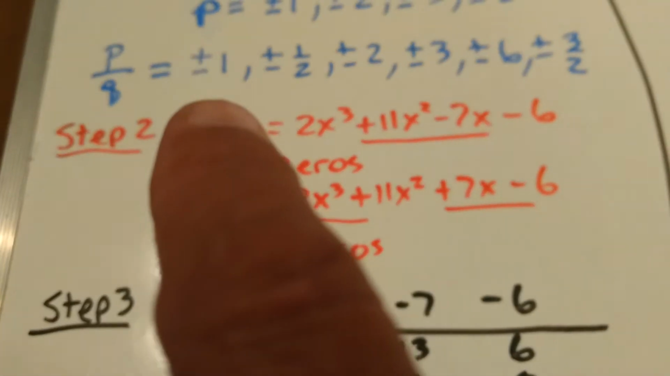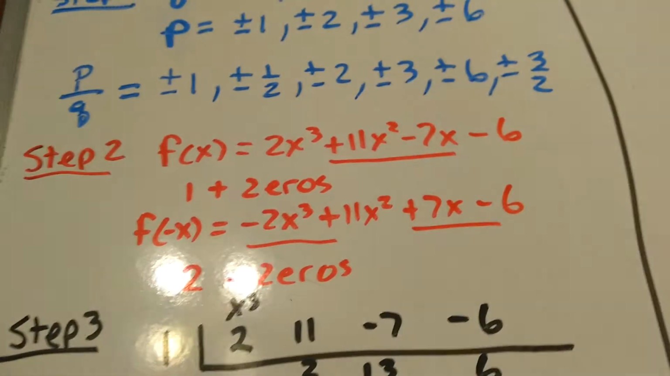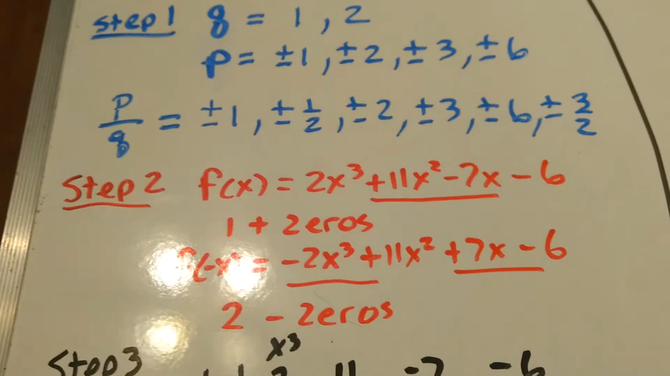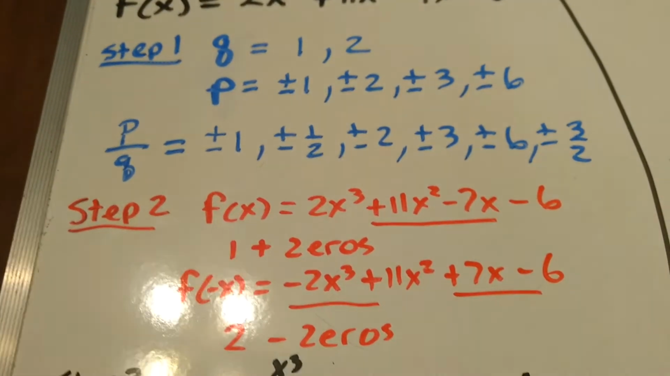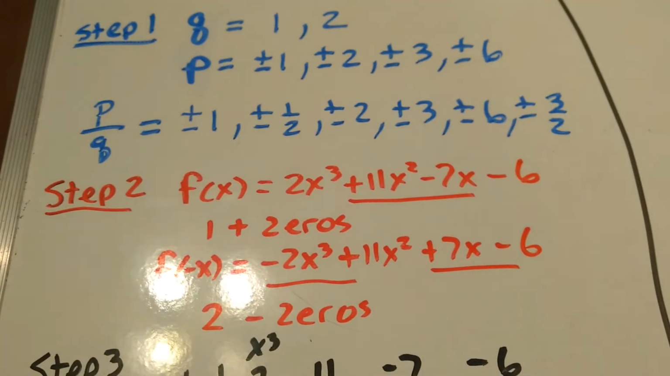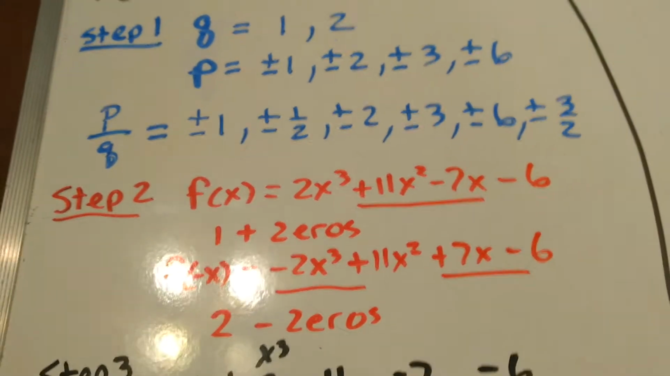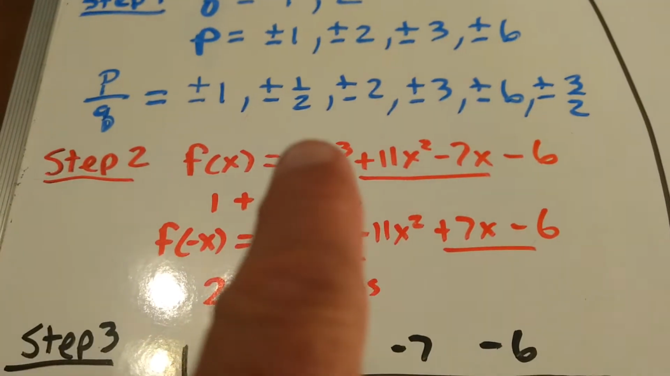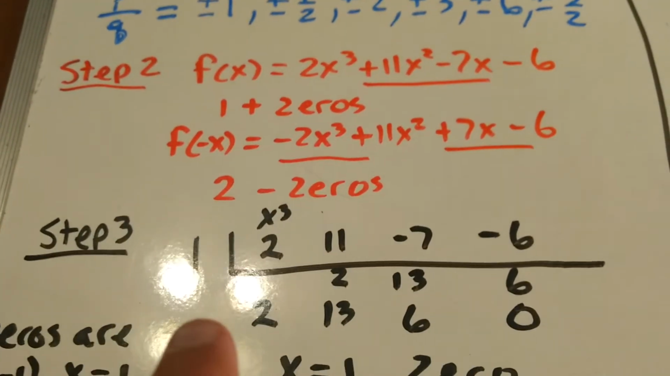Always start with the smallest. Don't do fractions. Okay? Start with 1, negative 1, then go to positive 2, negative 2, positive 3, negative 3. Generally, you don't have to go that far. Because generally, you'll get enough zeros or factors to where you can factor it outright. So here, we're going to start with positive 1.